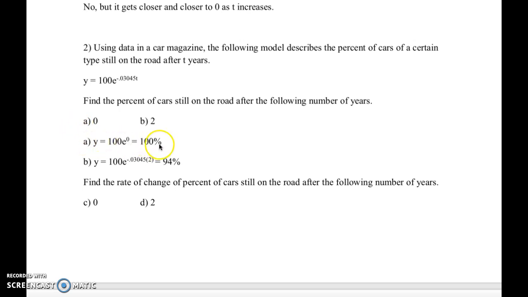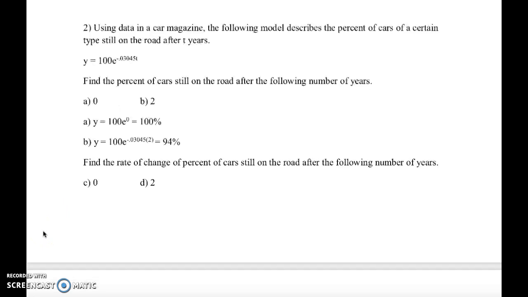So of course, if no time has passed, 100% of that model is still on the road. And then after 2 years, if we plug that number in, we end up with 94%, which is to be expected 2 years later. We still expect a lot of those cars to still be on the road. Now we want to find the rate of change of percent on the following years. And here we now need the derivative.